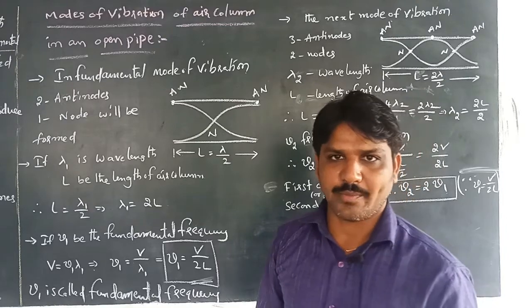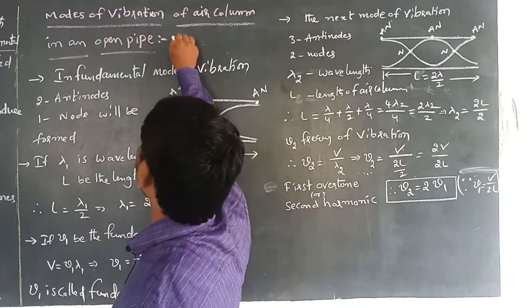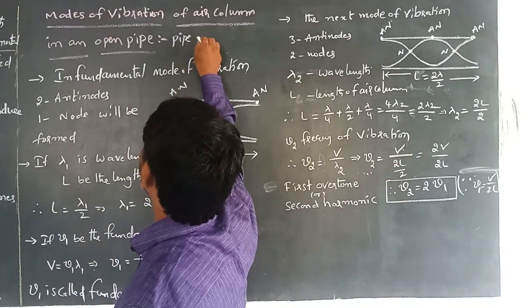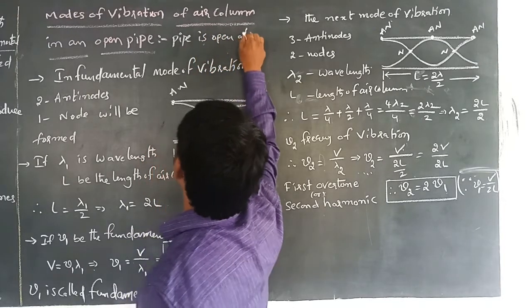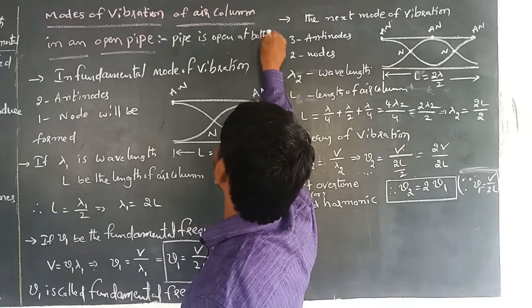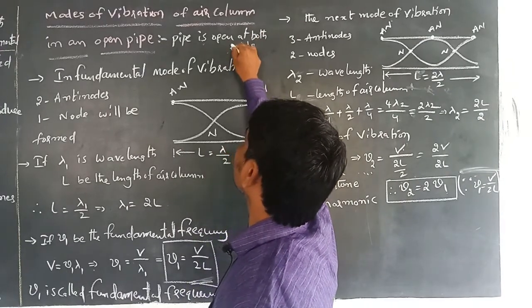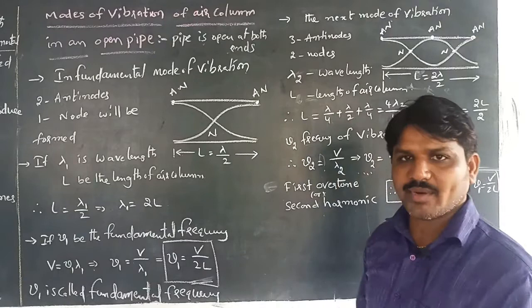What is meant by open pipe? A pipe that is open at both ends is called an open pipe.